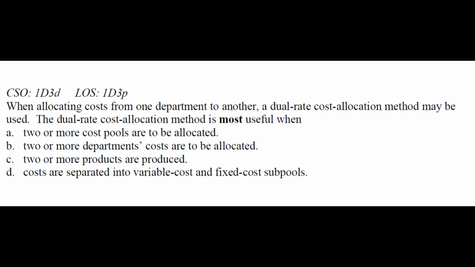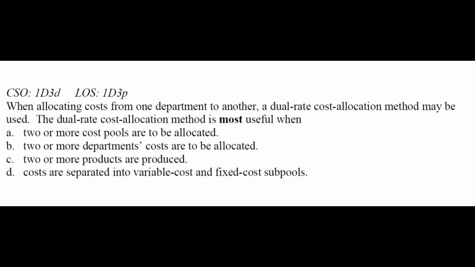This method is used when cost behavior differs significantly. Variable costs change with usage. Fixed costs remain constant in total regardless of usage. The purpose is to improve fairness and accuracy in cost allocation between departments by recognizing that variable costs reflect actual consumption. Fixed costs reflect availability of capacity.